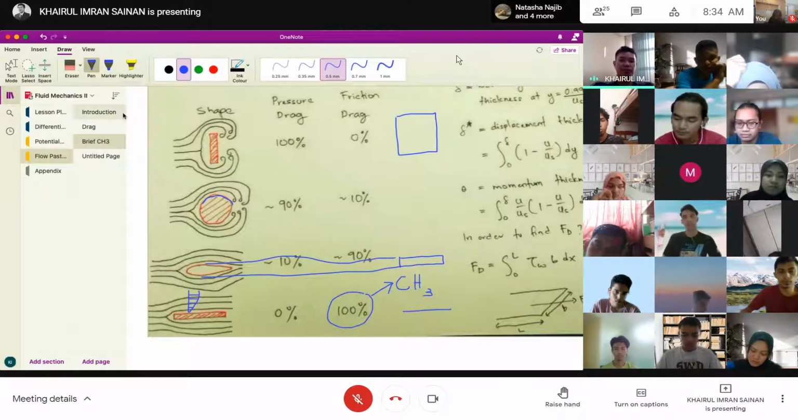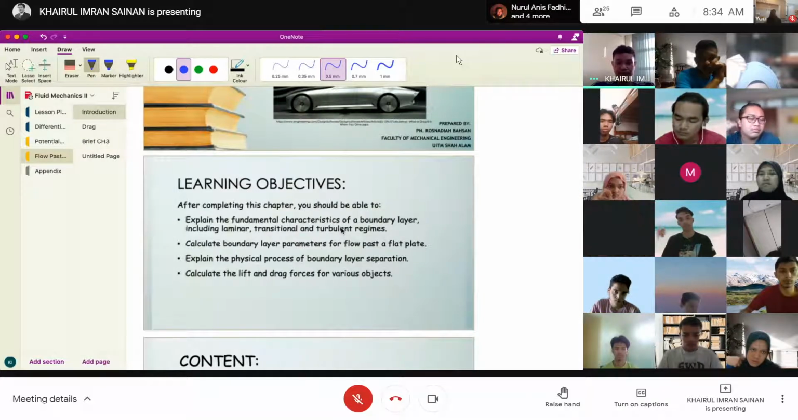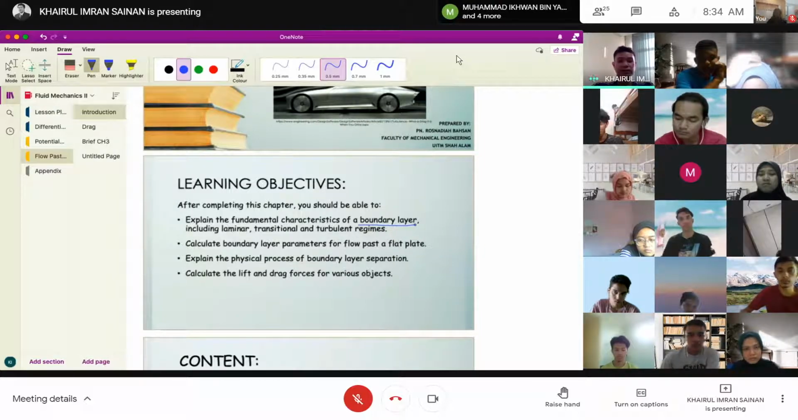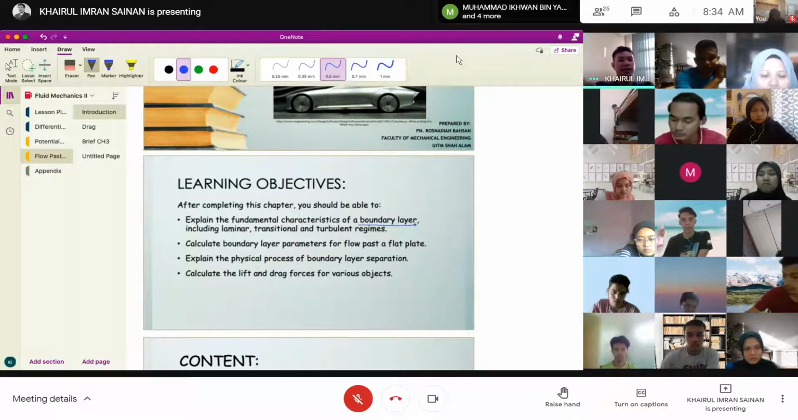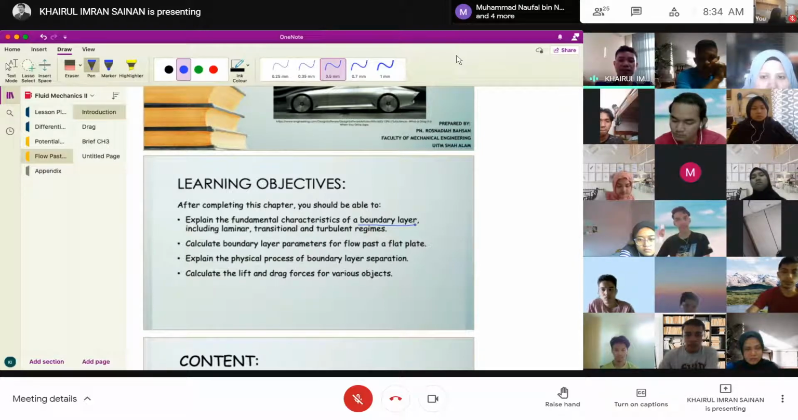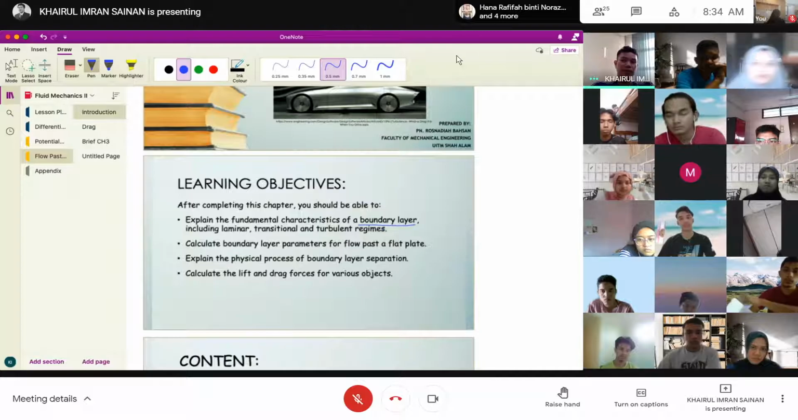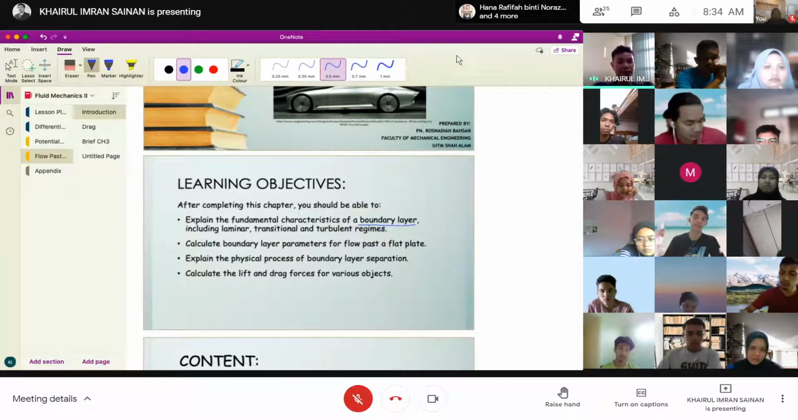So that's why if you see from your learning objective, boundary layer, the boundary layer velocity profile. So that's why from 1 until 3, calculate the boundary layer parameters for flow past a flat plate. Explain the physical process of boundary layer separation. So if you never heard it before, now you know. That is why the learning objective is always about boundary layer.